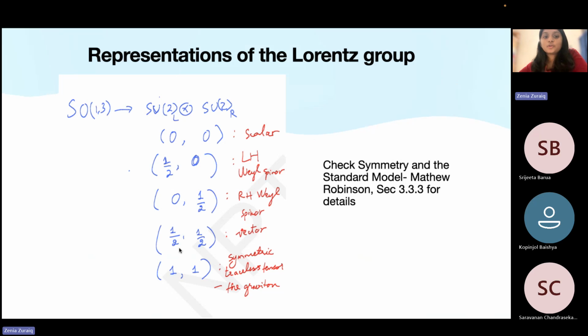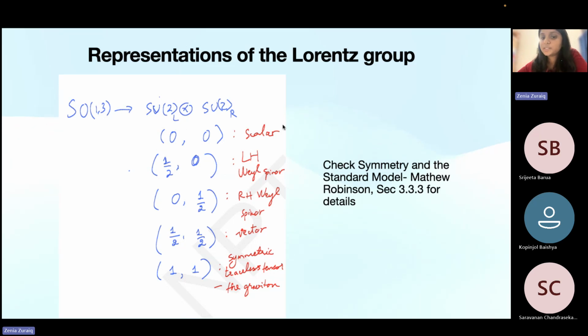So it's important to note that, as I mentioned in the beginning, we can take a group and represent it in any vector space we want, right? I showed you a very simple example from Wikipedia, but this Lorentz group also, as I wrote here, is 4 by 4 matrices, but you can always write it in any vector space you want. Depending on which vector space you write it in, you end up with a scalar, left-handed Weyl spinor, right-handed Weyl spinor, vector, or this graviton. So each of these corresponds to a different kind of particle.